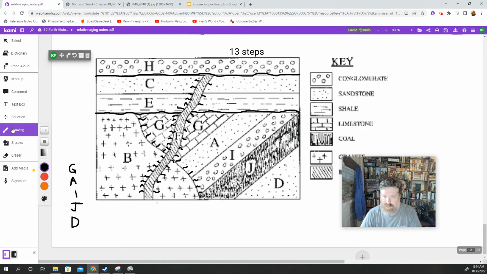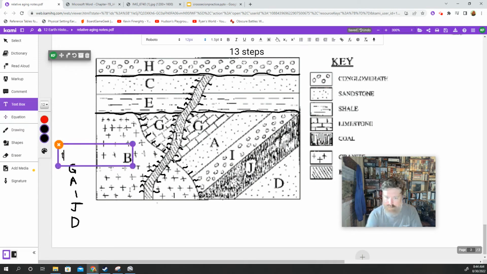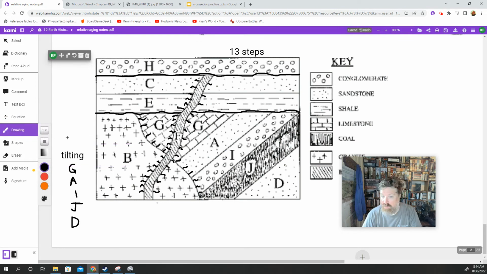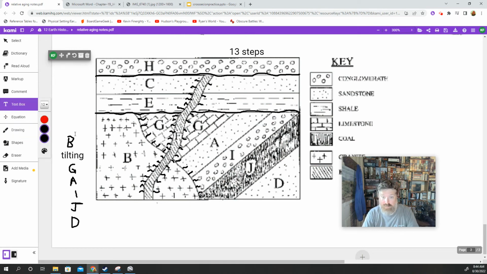So what's next? Tilting. And then we could say B. Hey, could you make the argument that it's B then tilting? You probably could at this point, right? Either way, right here at our level is going to be okay. Then what? Well, then we've got this kind of wavy line here that flattened everything out again. That looks like one of our unconformities. So we'll have to write erosion in there.